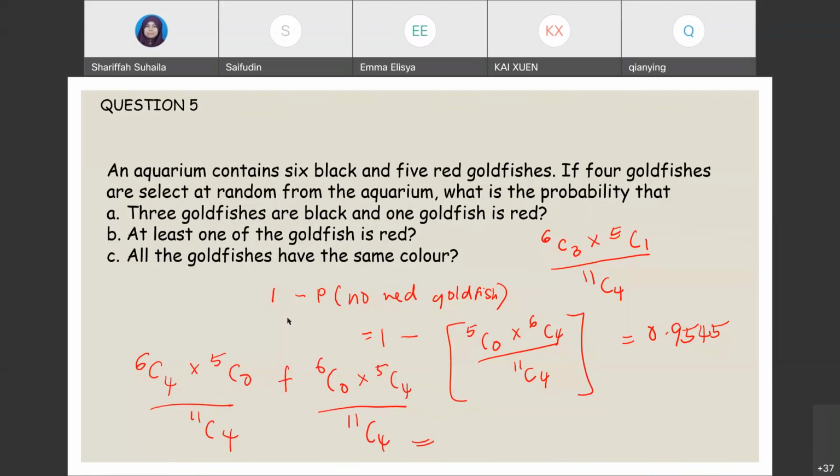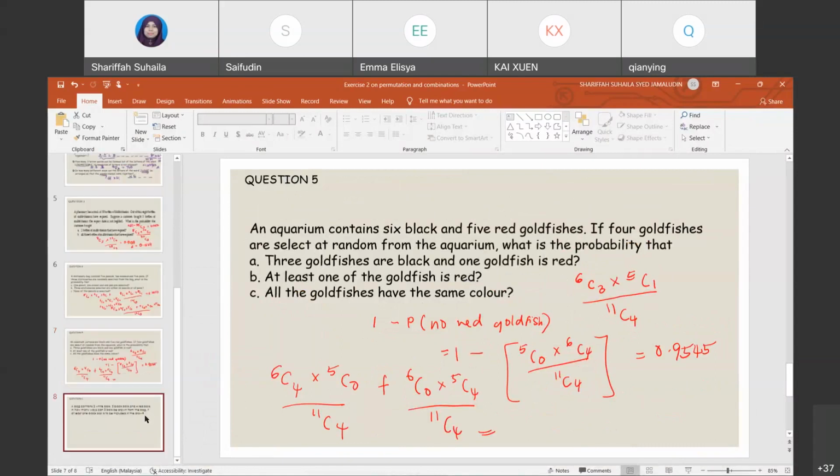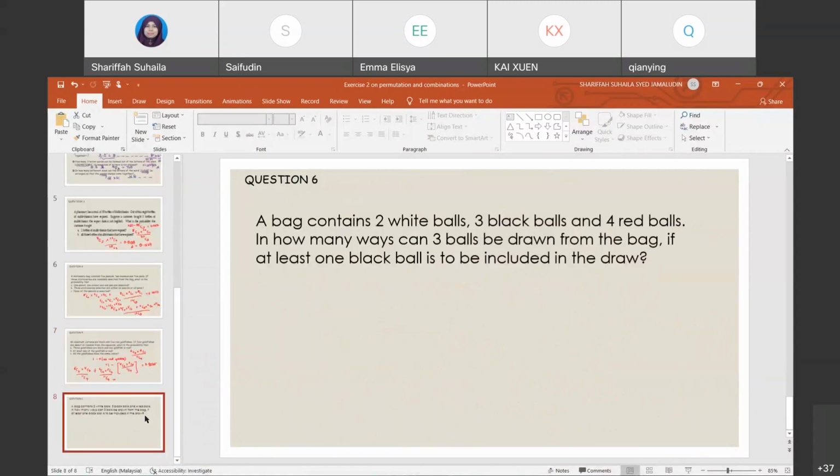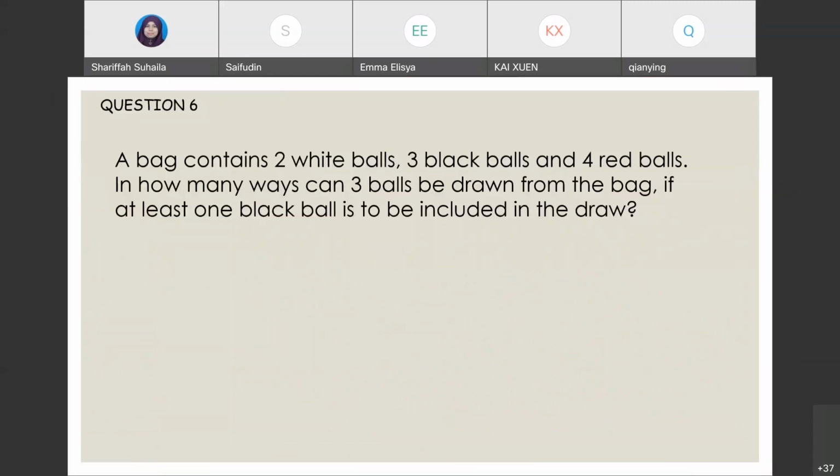That one is for 10. So, ini pun sama lah, boleh ikut buat. Okay. So a bag contains 2 white balls, 3 black balls, 4 red balls. In how many ways can 3 balls be drawn from the bag, if at least 1 black ball is to be included in the draw?